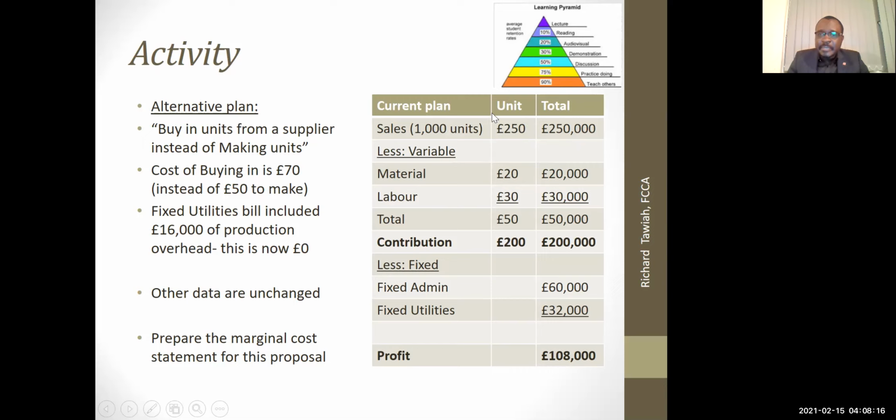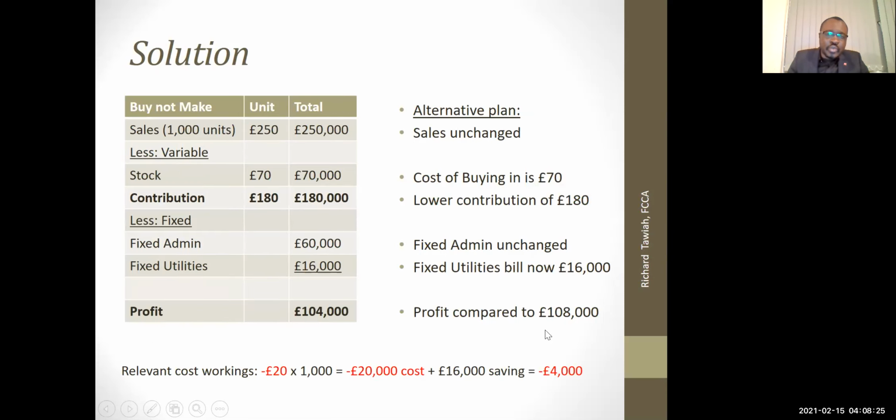So selling price remains the same, 250. In our earlier scenario, this is what we got, 108,000. Let's use the new scenario to work and see. Unit price will be 250, but variable cost in terms of buying it is 70. We subtract, and we make a contribution per unit of 180. Initially, we were making a contribution per unit of 200. Now, if we work all this out, we'll get a total contribution of 180,000.